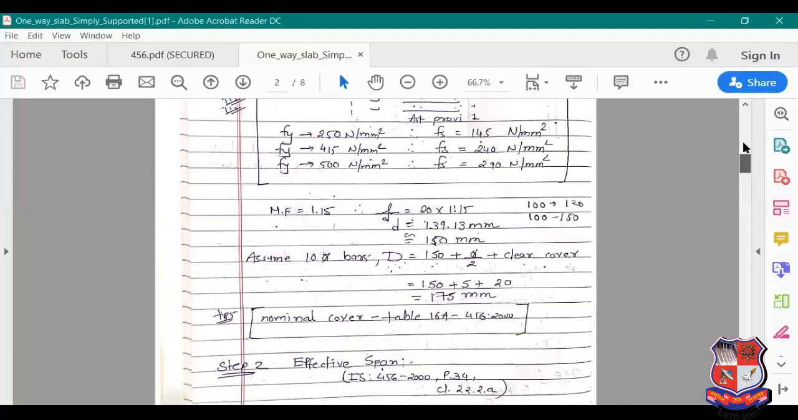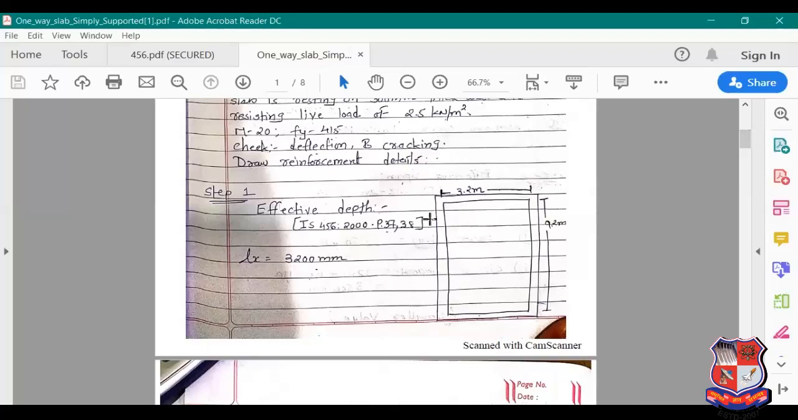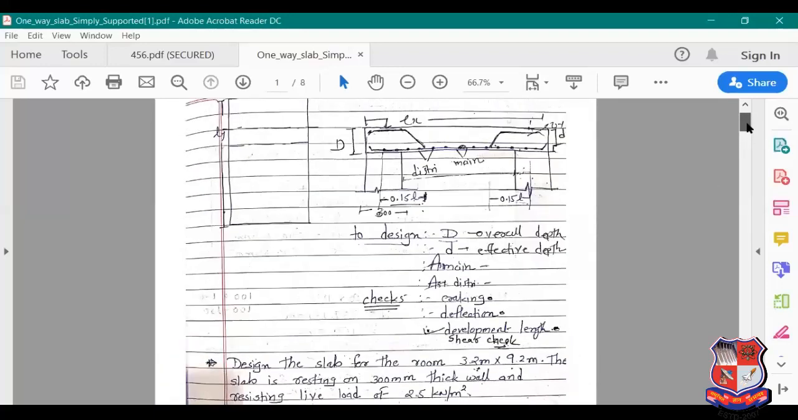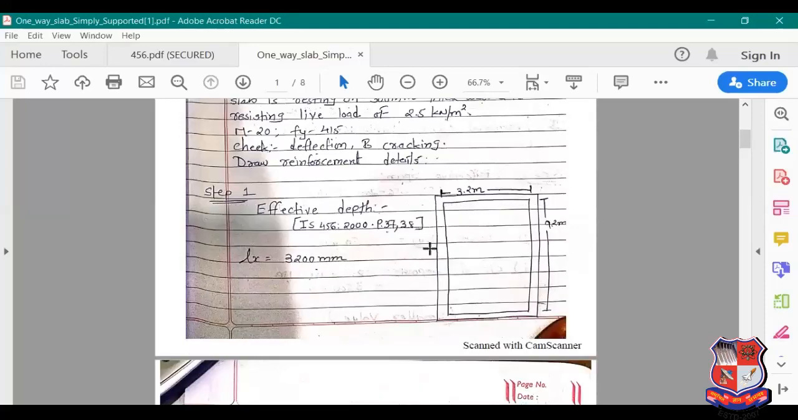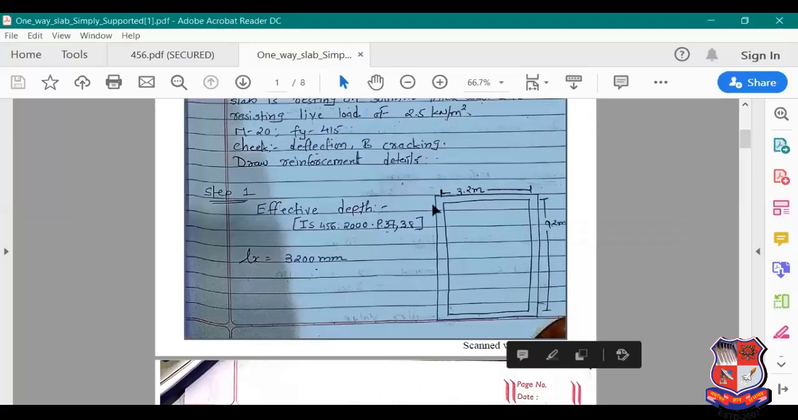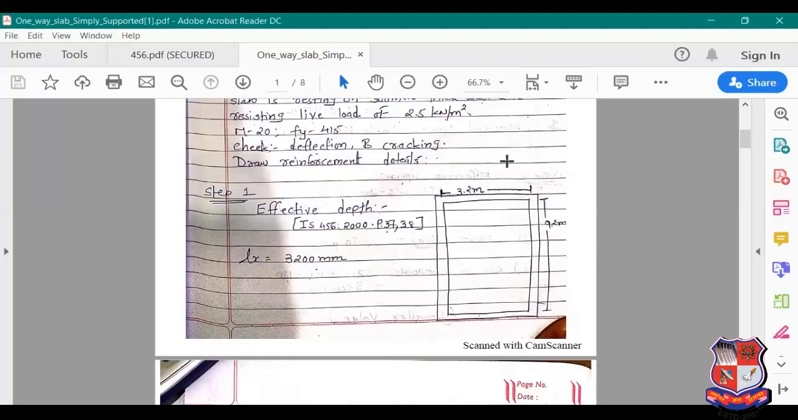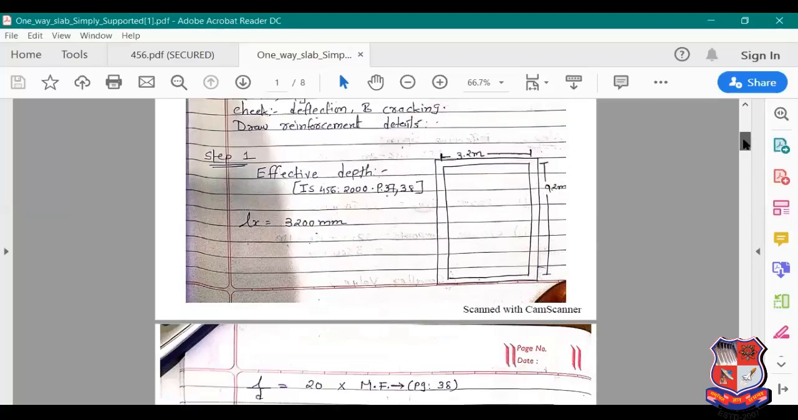One thing I want to clarify about the span: what will be the cross section, from which side? We are taking the cross section from this side, from Lx. It is called Lx, 3.2 meter, and the largest side is called Ly. That is a basic thing you need to know.